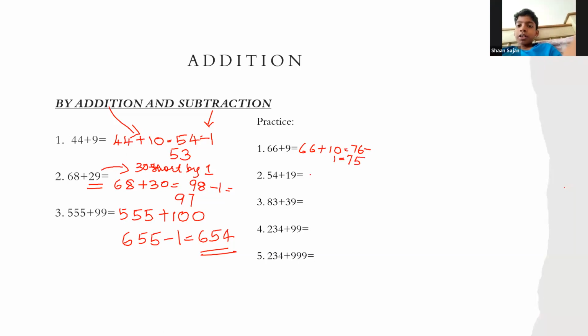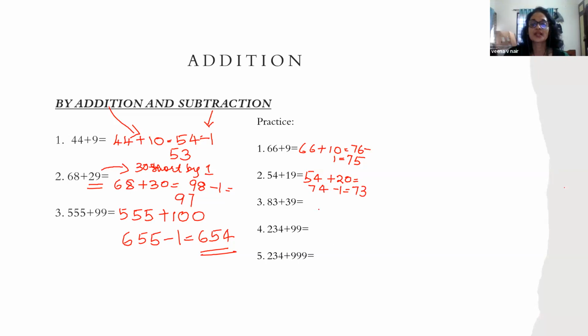Okay, I think I can call out. Shan, you can tell the answer. 74... 73. Equals 74 minus 1. Okay. Next one. Next number.